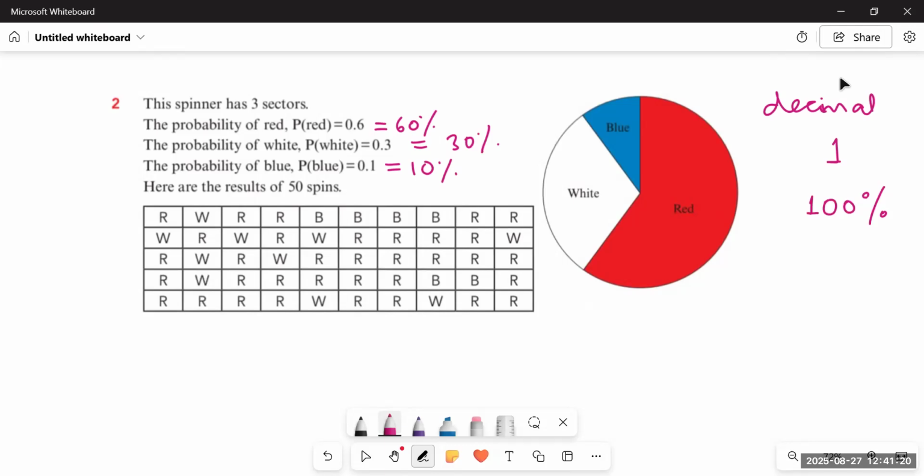Now we are provided with the results of 50 spins. They are spinning this spinner, and now let's see what results we are getting. So we are getting R, W, R, R, B, B, B. Sometimes we are getting red, sometimes we are getting white, and sometimes we are getting even blue. Even if it is very small in number, still we are getting blue sometimes. So what do we have to do next? We have to see what questions are given.